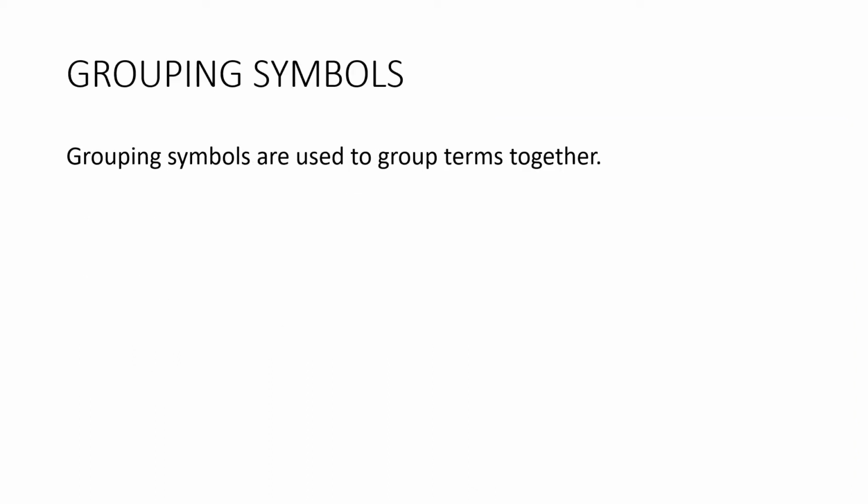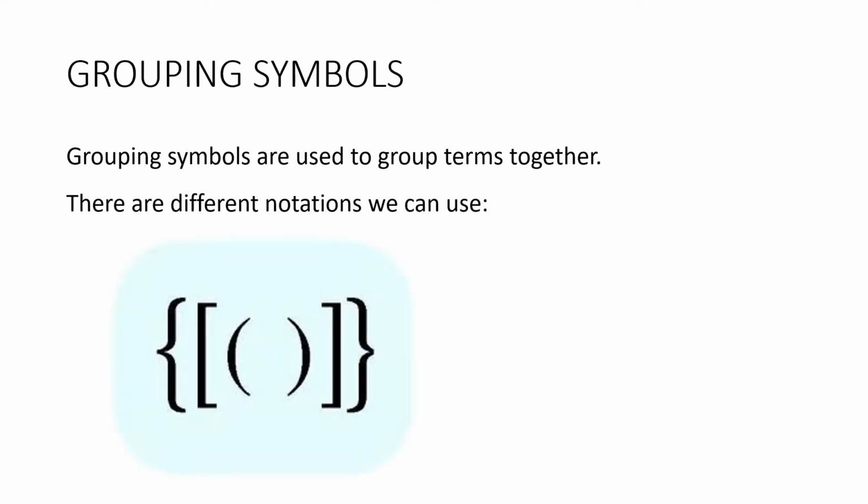So grouping symbols are used to group terms together. And there are different notations that we can use. So these two are both called brackets, curly brackets and square brackets. And these ones here, which are the most common ones we use in maths, are called parentheses.